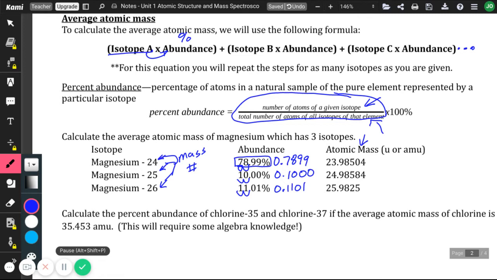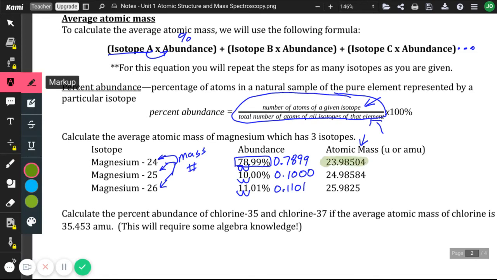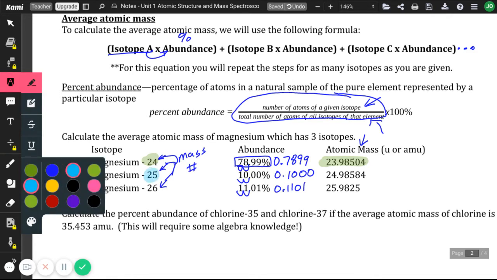So yes, magnesium 24 theoretically has 12 protons, 12 neutrons, and so we've got the mass to equal 24, but again, technically, it's a little bit different. So sometimes they'll give you the actual atomic mass. And that's what we see right here with the 23.98504. If they give you your actual mass, that's the one that you should use.